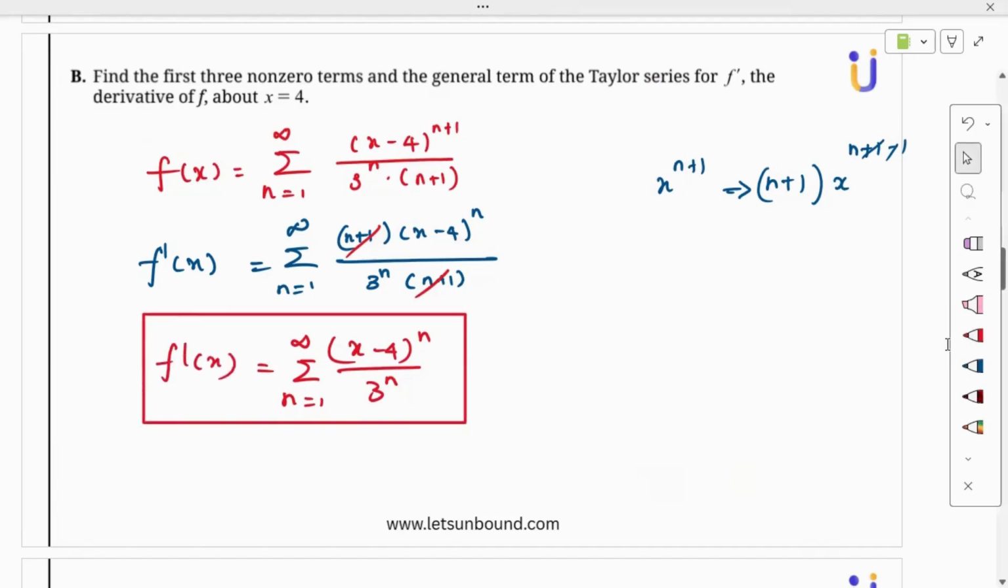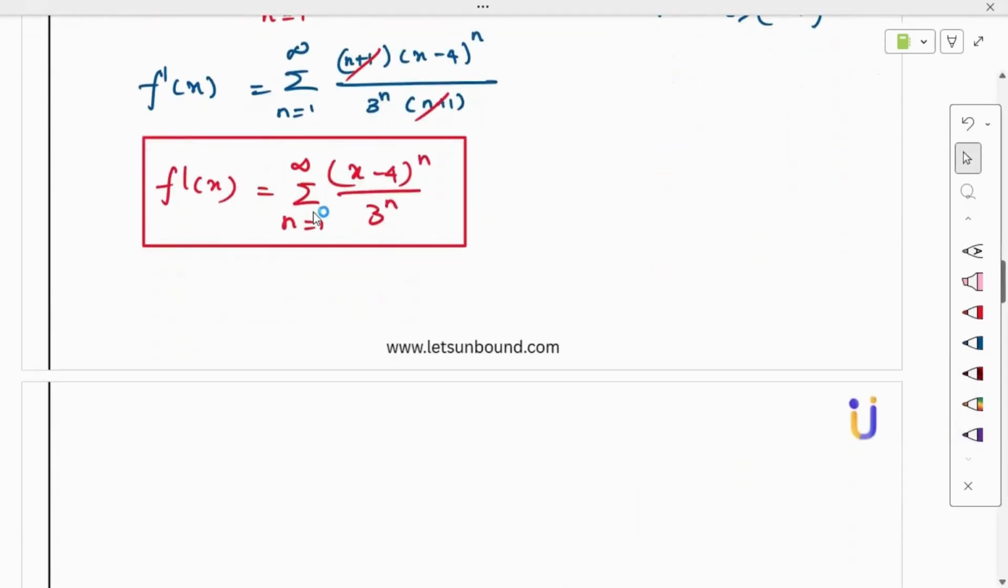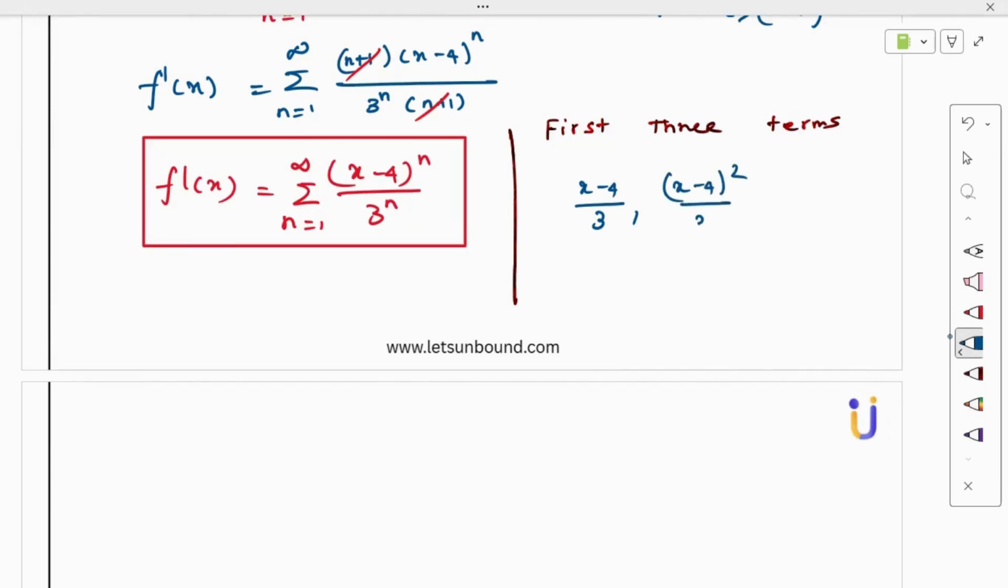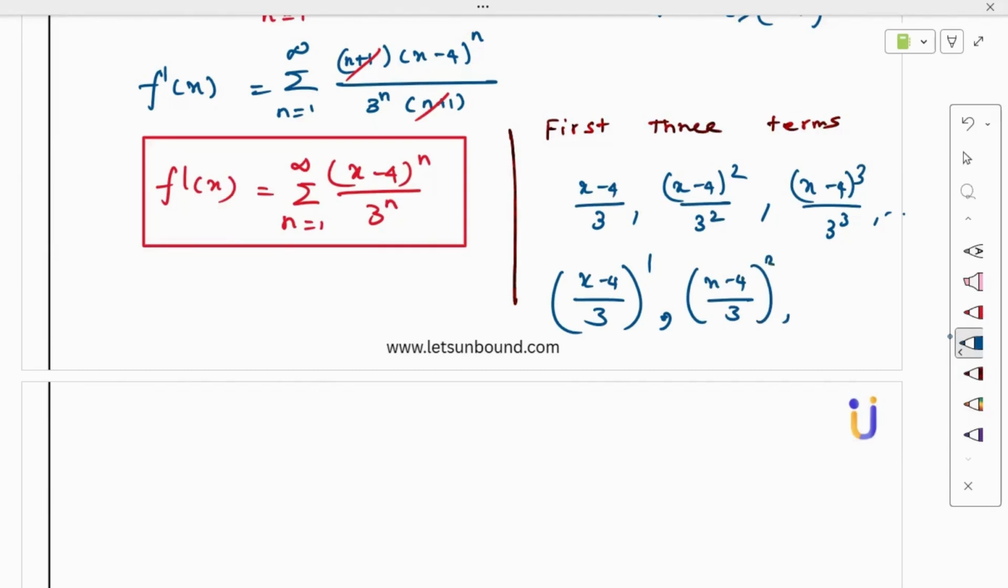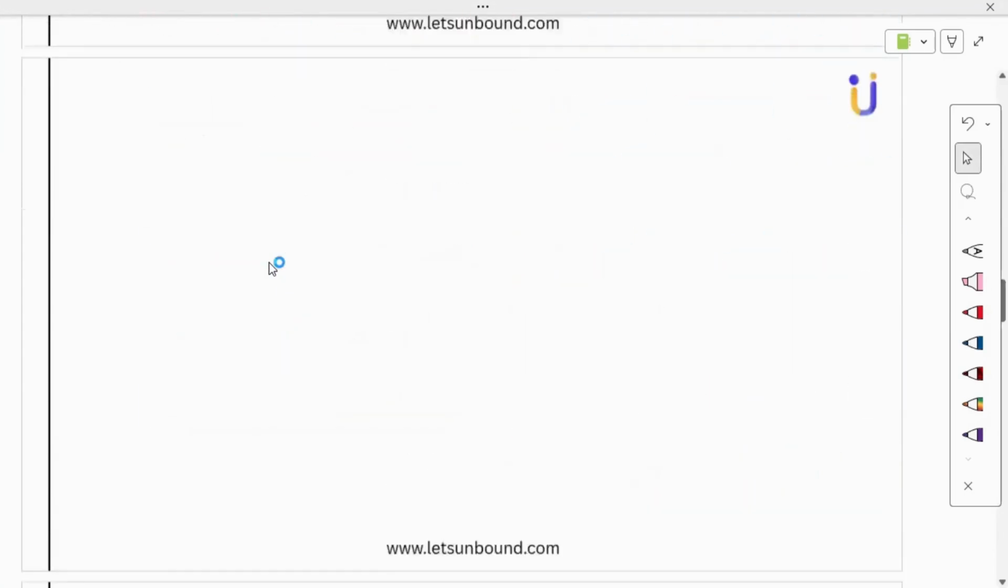So first three terms we need to write. Very simple. Just plug in 1, 2, 3, you will get it. So which would be the first three non-zero terms. When you plug in 1, x minus 4 by 3. When you plug in 2, x minus 4 the whole square by 3 square. x minus 4 whole cube by 3 cube. And so on. Or you can write x minus 4 by 3 whole raised to 1, x minus 4 by 3 whole raised square, x minus 4 by 3 whole raised cube. Okay. These are the first three terms. Now, that's it. B part is very simple.